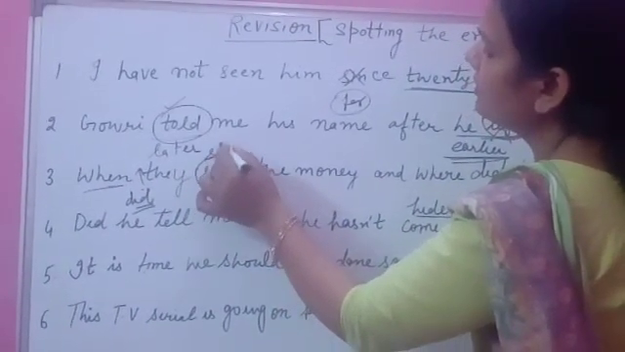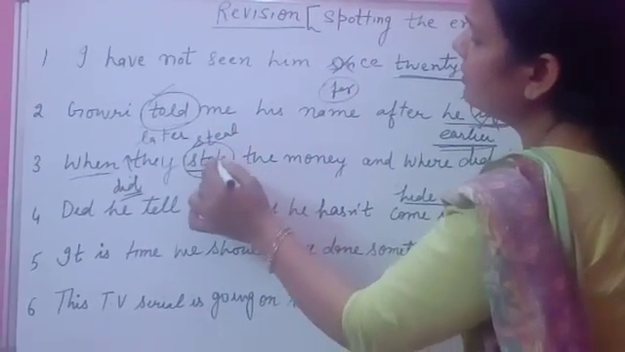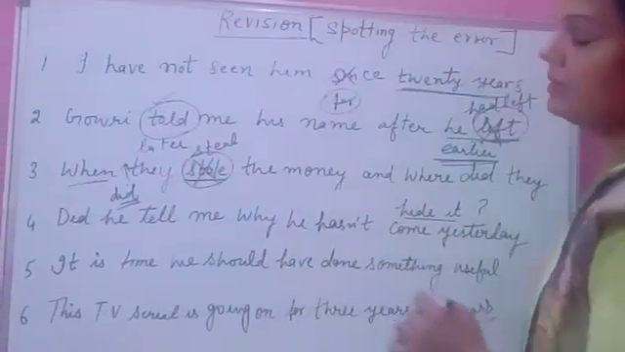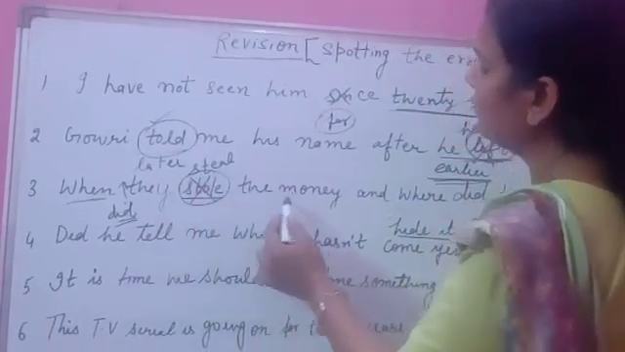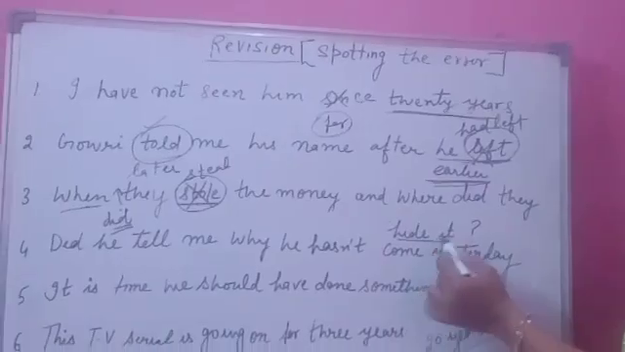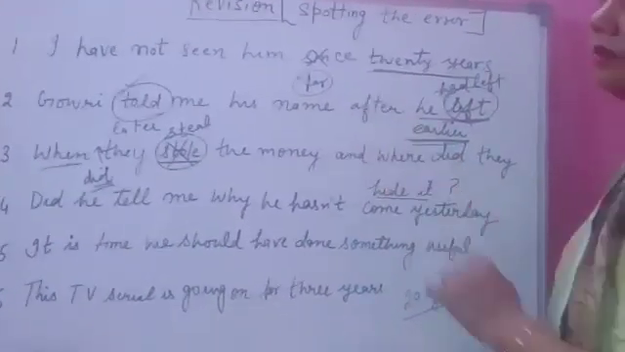That's why you have to replace it. The right form of the sentence is: "When did they steal the money and where did they hide it?" The correct sentence will be like this.